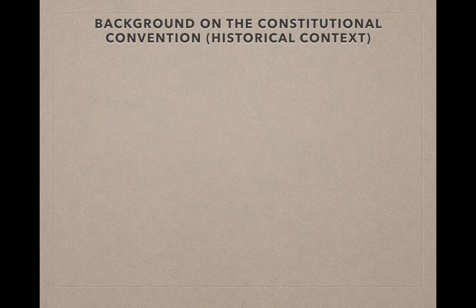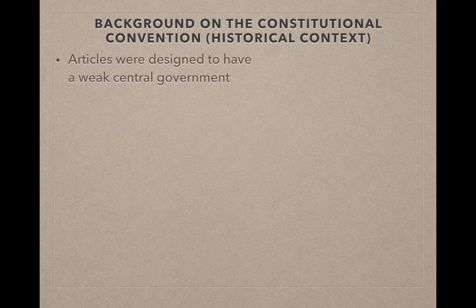All right, so some background info on the Constitutional Convention. This will be your historical context. What's going on before this Constitution? Well, we have the Articles, if you remember. They were designed to have a weak central government because of a fear of monarchy.